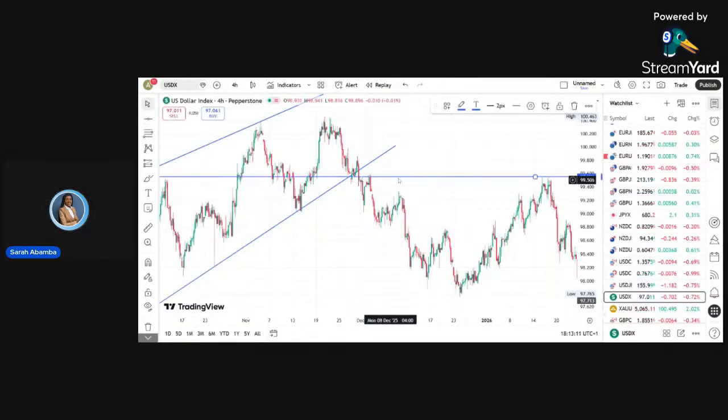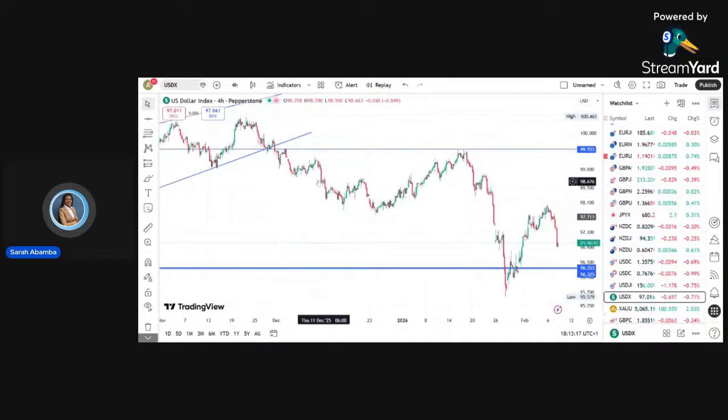Let me mark the support. Hope you can see this is the support zone now. However, when the market got to this place, it came down. When it got up to this place, it came down, making this place now a resistance zone. So a broken support becomes a resistance, while a broken resistance becomes a support.